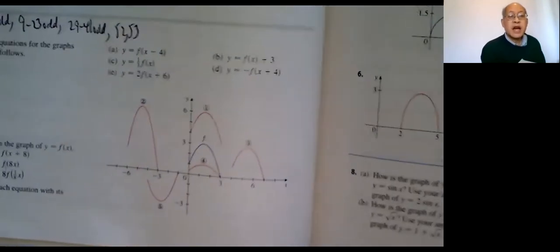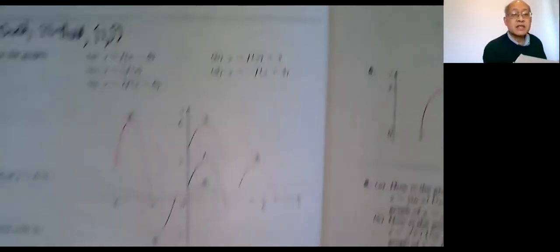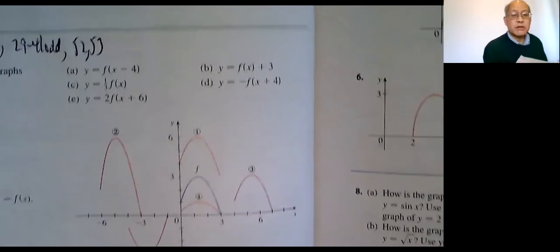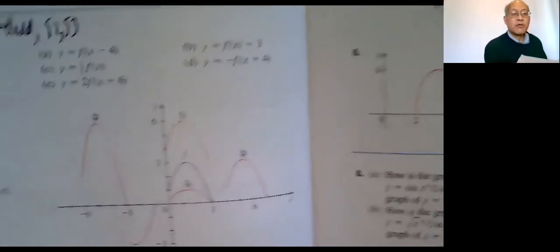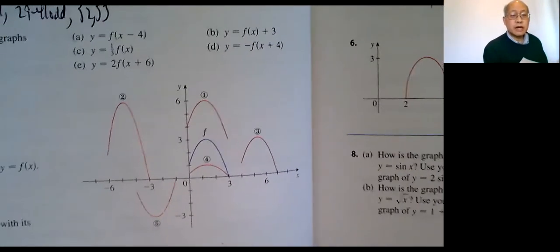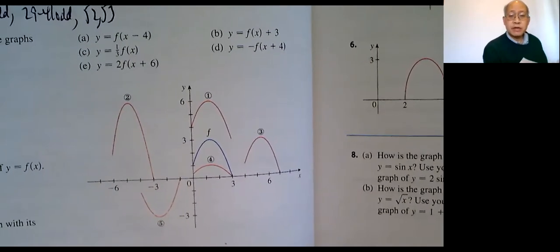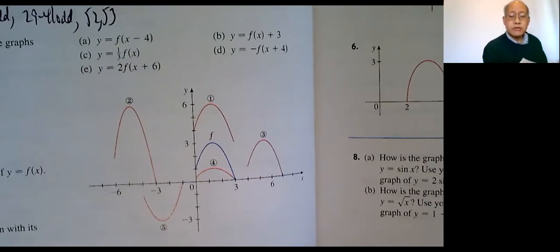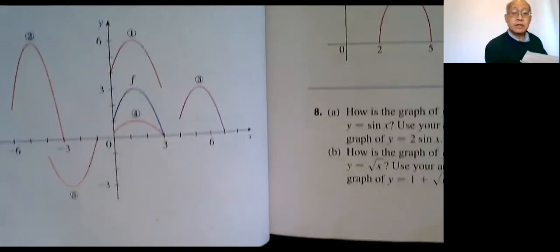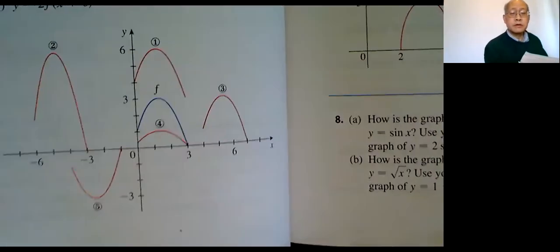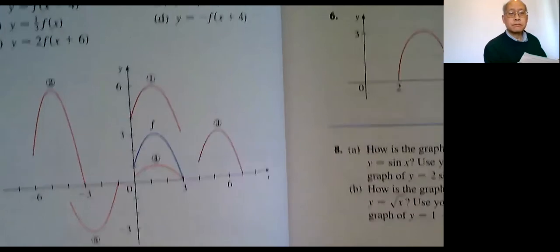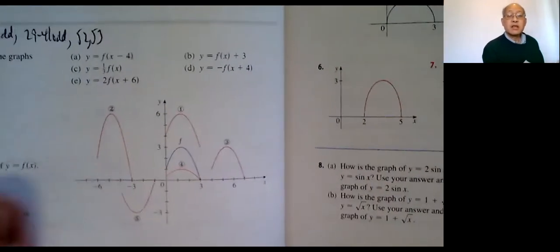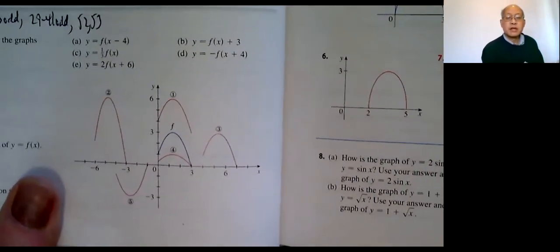C, half f of x. I'm sorry, 1/3 f of x. So it's a shrink. Shrinks by a factor of 3. So look at the blue graph. Which one is shrunken? It's number 4, right? And then you have some more complicated ones. D.